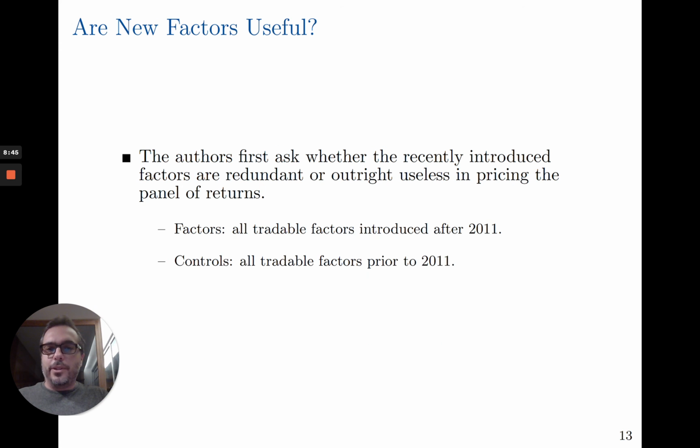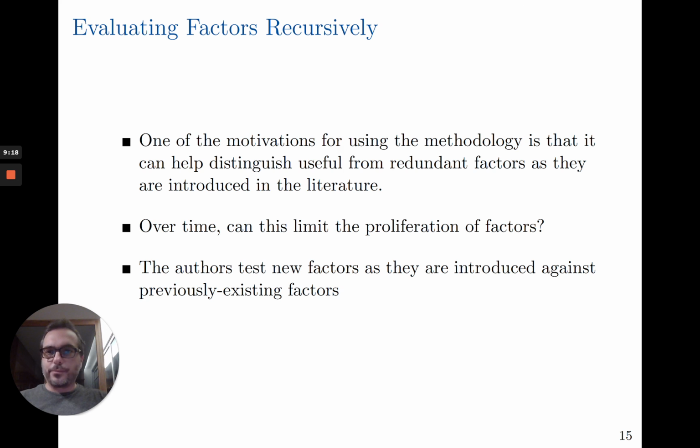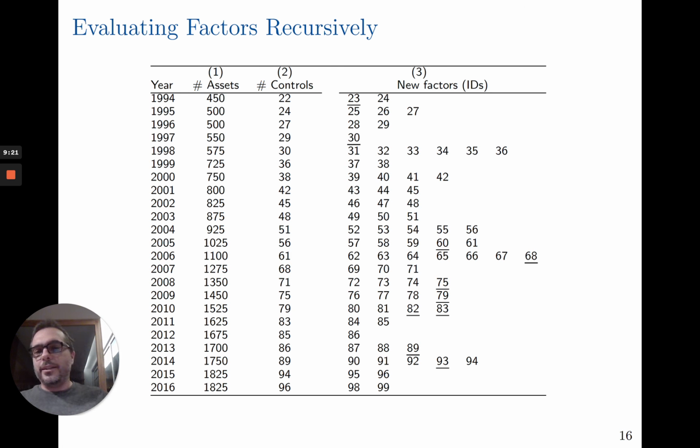Let me go directly to the results. There are more details in the paper and on the slides, but what I want to say is that among all this zoo, there are about 4 factors that turn out to be really significant. They are basically investment and profitability. And this shows to be very robust. This table is also interesting because they do this recursively.